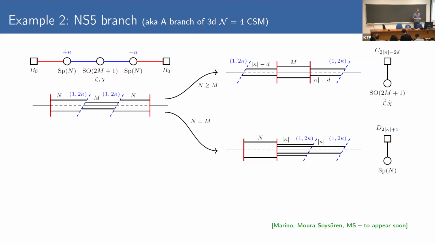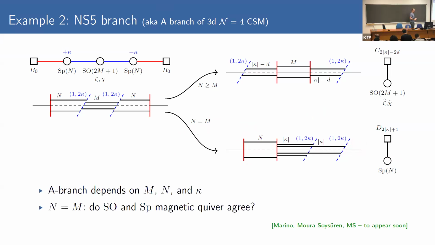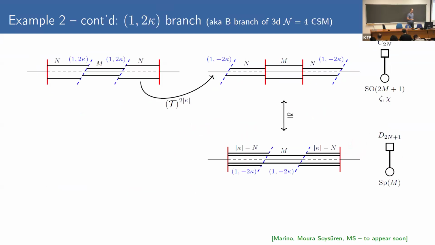And for this, again, I can use brane transitions. I get into something that looks like this. And here, very clearly, I have a minus tilde orientifold. So I get an SO odd type gauge node in the magnetic quiver. And if I have them both be equal, I can also go to this brane phase where I get an SP. Right? And what I observe again is, first of all, that the magnetic quiver for this A branch depends on all three numbers that I put into the game, m, n, and kappa. And if n is equal to m, I again have the question, do my magnetic quivers give me the same answer?